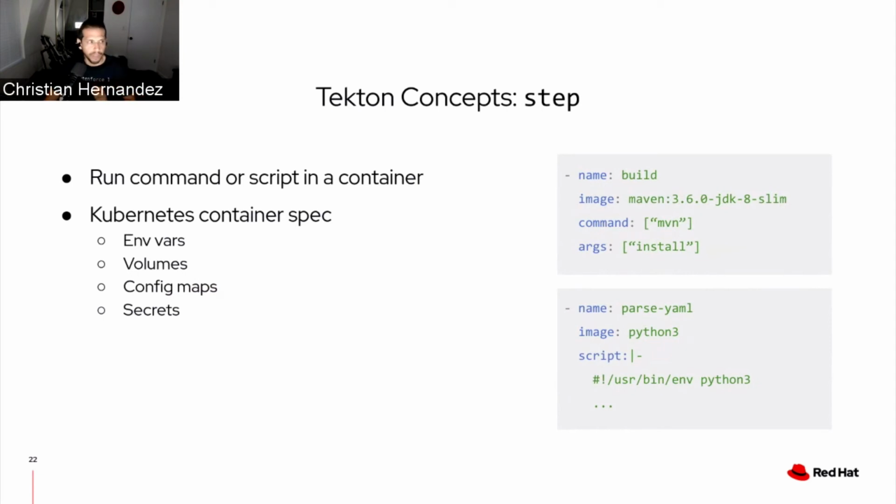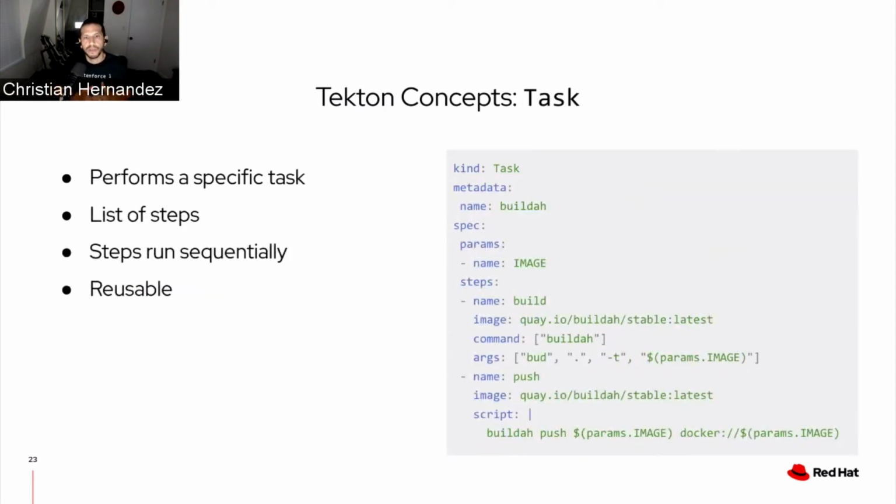So steps can be chained together. This is called a task, right? A task is nothing more than a collection of related steps. For instance, this task here is made up of 2 steps. Step 1 is to actually build the application. Step 2 is to push it into the registry. The idea of this is that it's reusable, so you can set up parameters, and it's not specific to your application. You can use this in any pipeline, and you just pass it the parameters it needs in order to build the application.